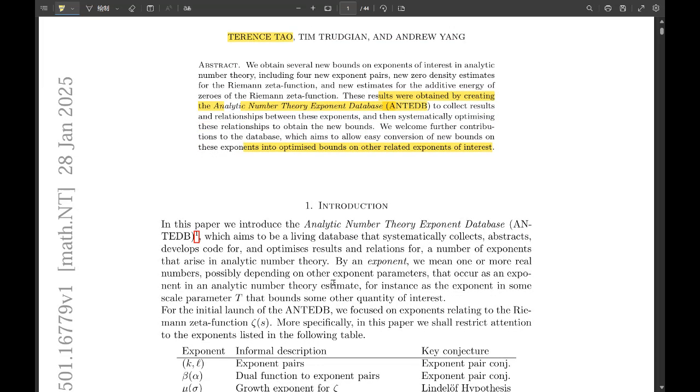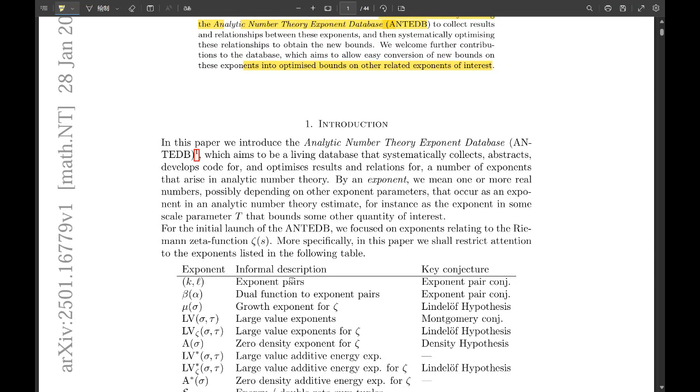Okay, so why does any of this matter? Are we just playing with numbers here? Not at all, not even close. These exponents are the keys to unlocking deeper truths about the Riemann zeta-function. And understanding that function has huge implications for everything from the distribution of prime numbers to potentially even physics.